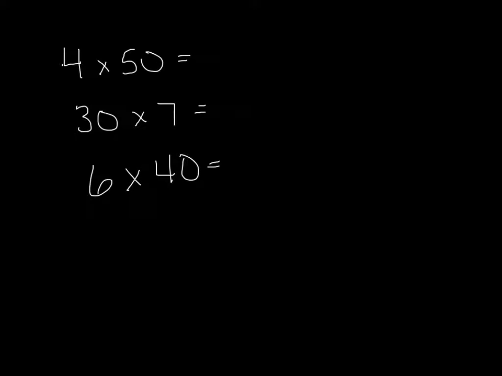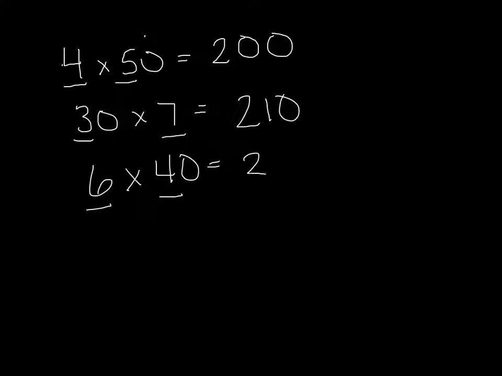So 4 times 50: we do 4 times 5 is 20. We count the zeros, there's 1, added to the end. 30 times 70 is 2,100, and 6 times 40 is 240. Erase your board and get ready for your second set of problems.